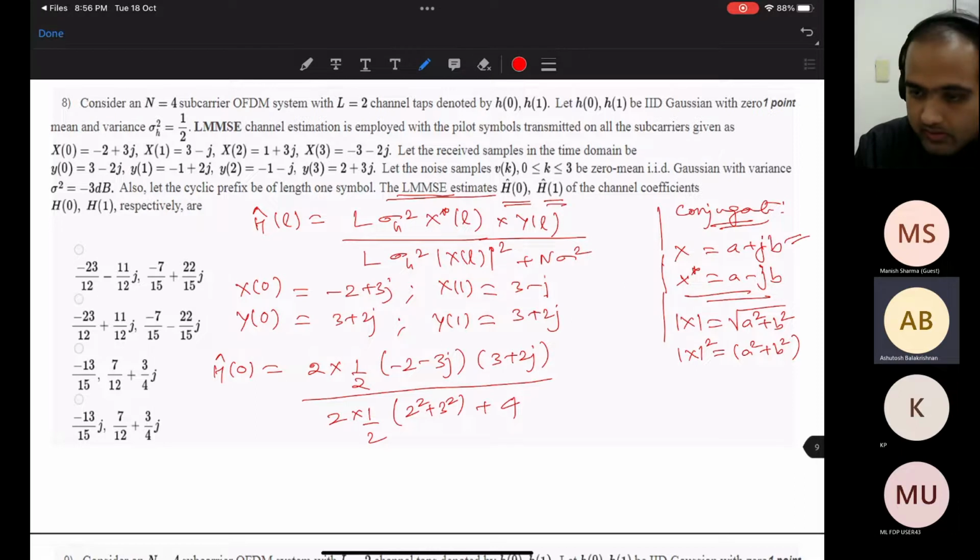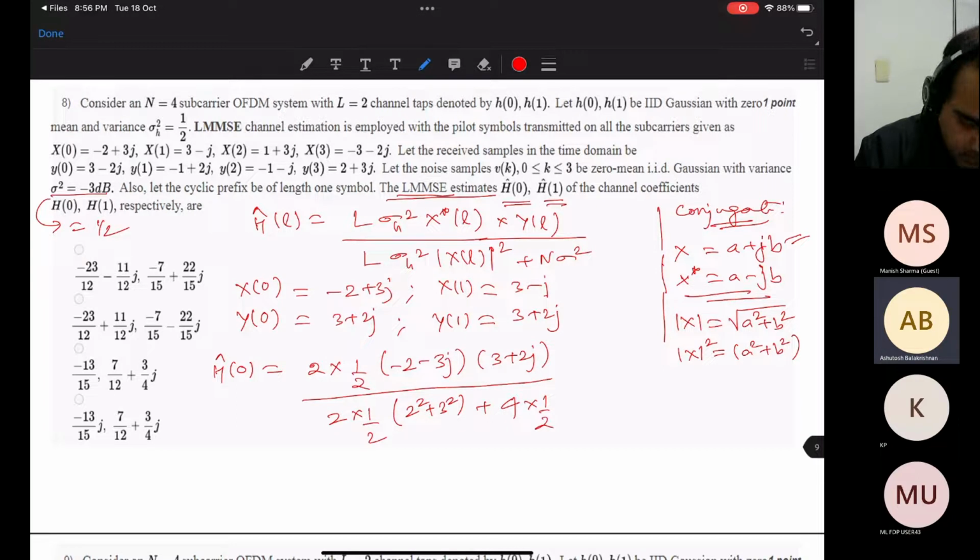Sigma square is minus 3 dB, and minus 3 dB was half. So this is equal to half. You can do it by calculator, and if you solve this, the 2 and a half will get cancelled out with each other, and you will be left with minus 13j by 15. So this is h hat of 0.